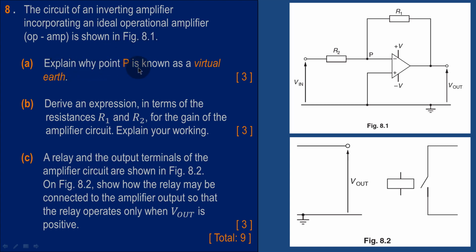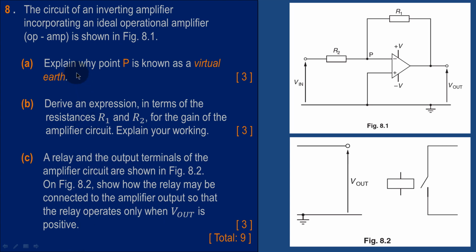Explain why point P is known as a virtual earth. B. Derive an expression in terms of R1 and R2 for the gain of the amplifier circuit, explaining your working. Part 3. A relay and the output terminals of the amplifier circuit are shown in figure 8.2. On figure 8.2, show how the relay may be connected to the amplifier output so that the relay operates only when Vout is positive.